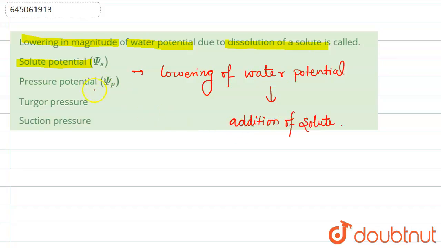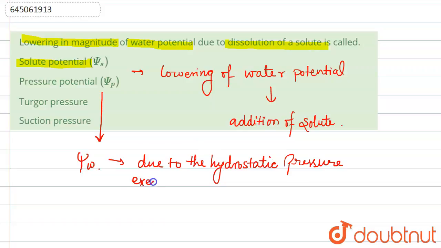Option B, that is the pressure potential. What is the pressure potential? The pressure potential is the component of water potential, and it arises due to the hydrostatic pressure that is exerted on the water, that is H2O, present in the cell. So this is a wrong option.